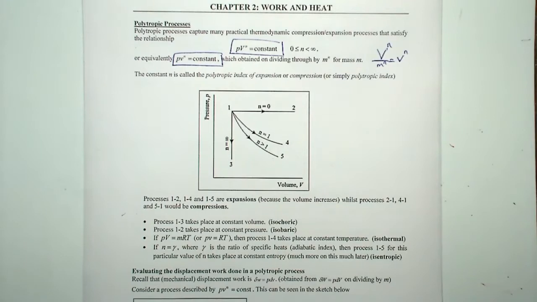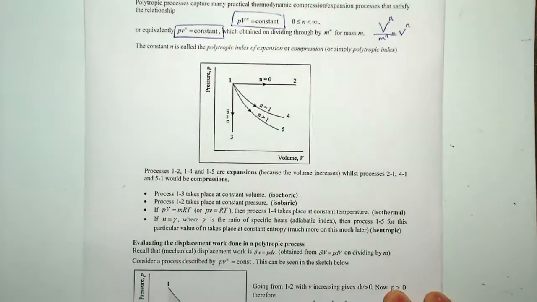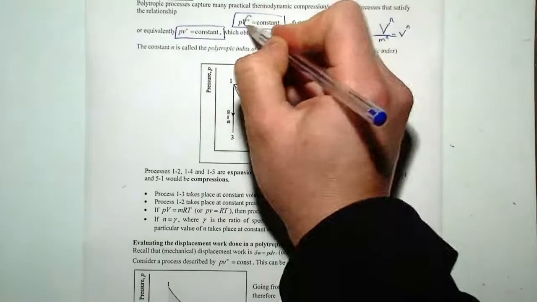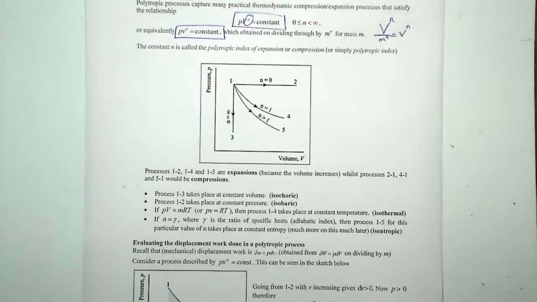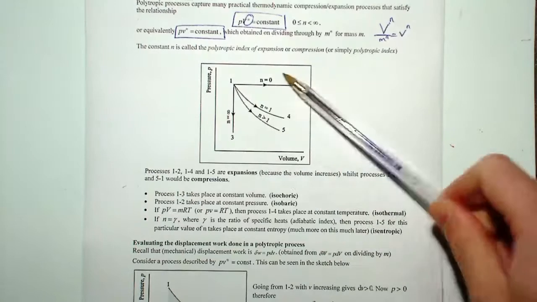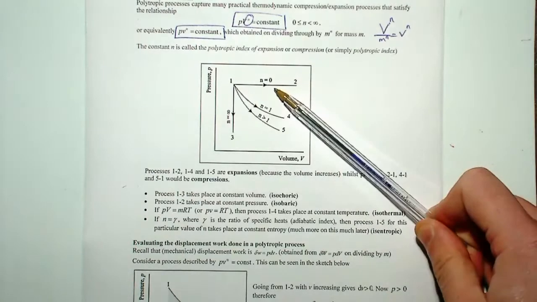Now, what we need to be doing now is we're going to be talking about this n. This n is really important. This is what we call polytropic index of expansion or compression, or simply we're just going to call this polytropic index.